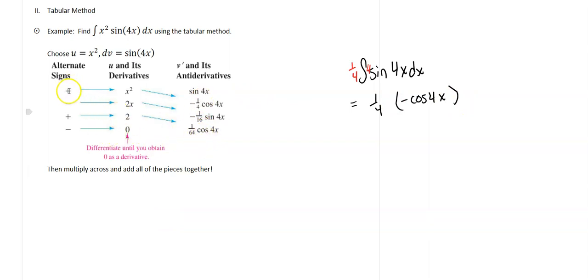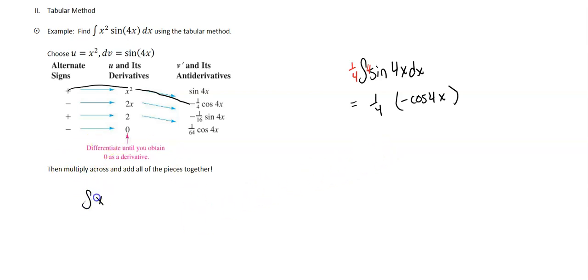And then you want to alternate the signs. So we're going to start with positive, then negative, positive, negative, until you fill all the rows. And then we're going to multiply across and add all of the pieces together. So when I say multiply, I mean like this. I'm going to multiply the positive times the x squared, and that's going to get multiplied by the first antiderivative. And we're going to follow that trend.